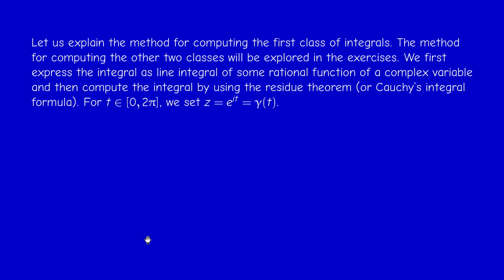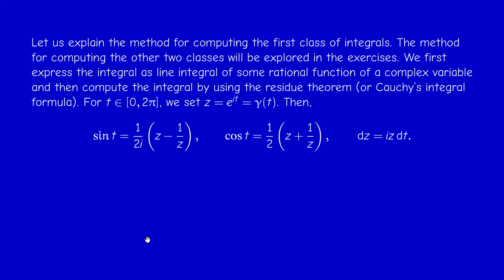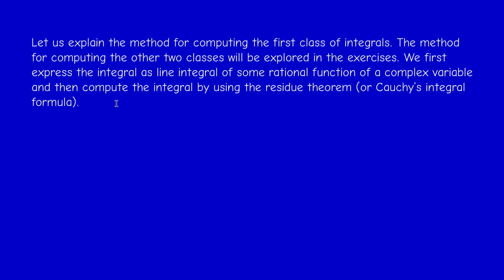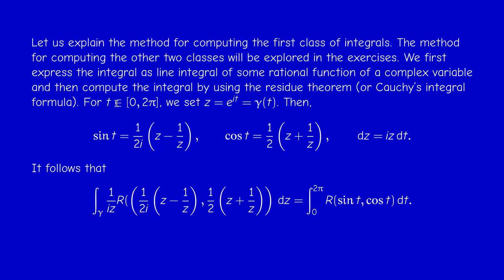Okay, so this is the general method. If you want to compute an integral of this type, we let z be e^{it}. Then, using Euler's formulas, we get cosine t is 1/2 (e^{it} plus e^{-it}), so it can be written as (z plus 1/z)/2. And sine t can be written as 1/(2i) times (z minus 1/z).